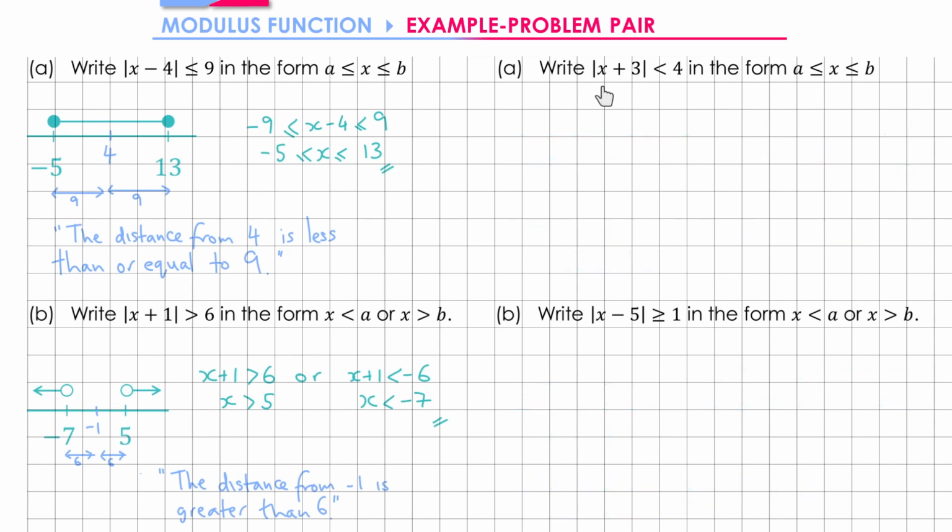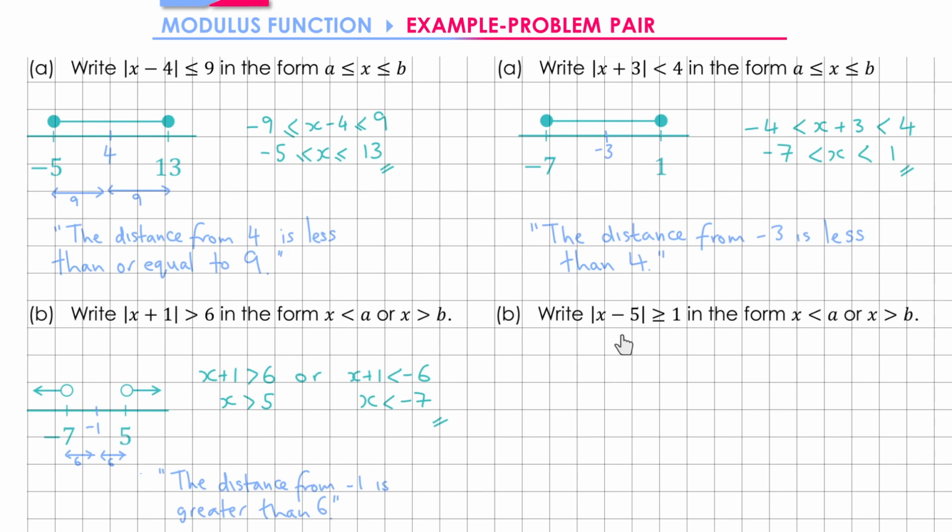So this time then, we've got mod of x plus 3 is less than 4. That can be written as an inequality where we have minus 4 is less than x plus 3, which is less than 4. Subtracting 3 from everything gives us minus 7 is less than x is less than 1. So there's the answer to the question. Let's draw it on a number line. In the middle of our number line is negative 3. And so here is a sentence to describe the inequality. The distance from negative 3 is less than 4.